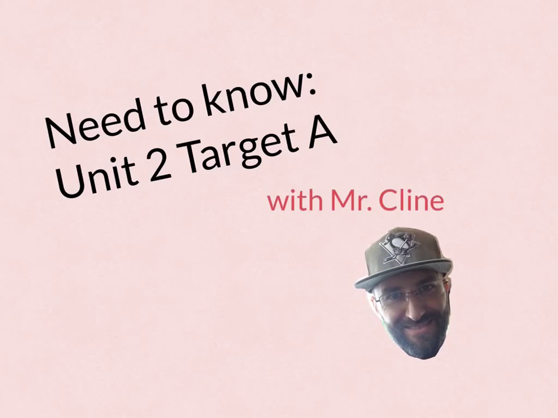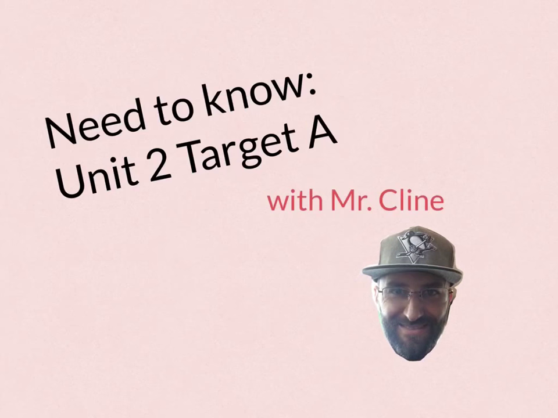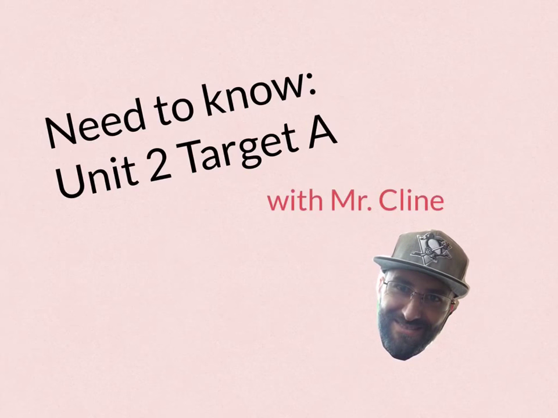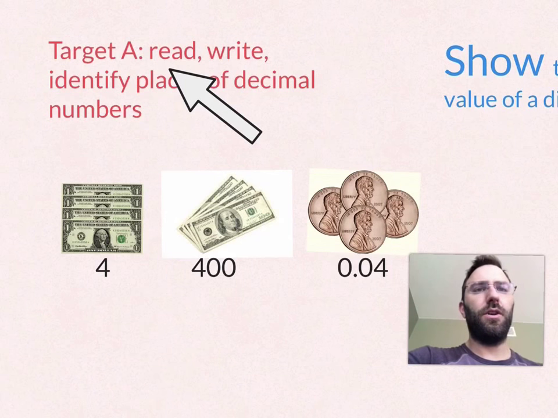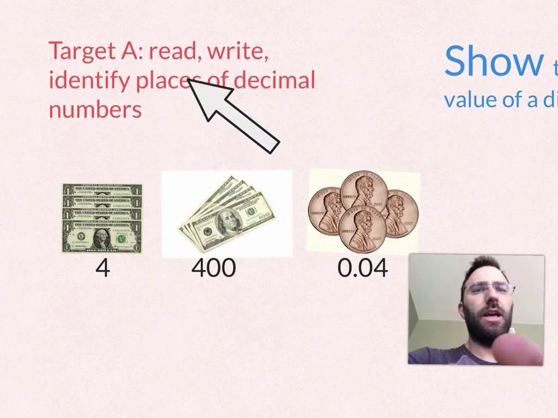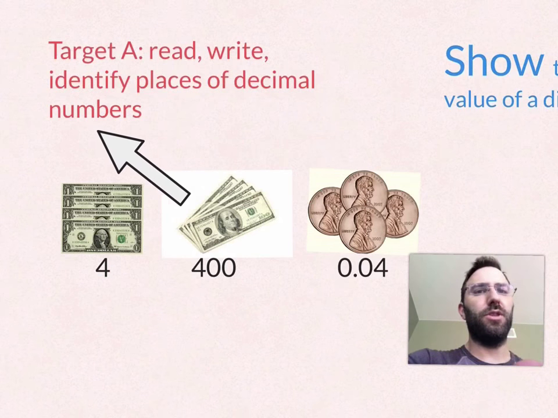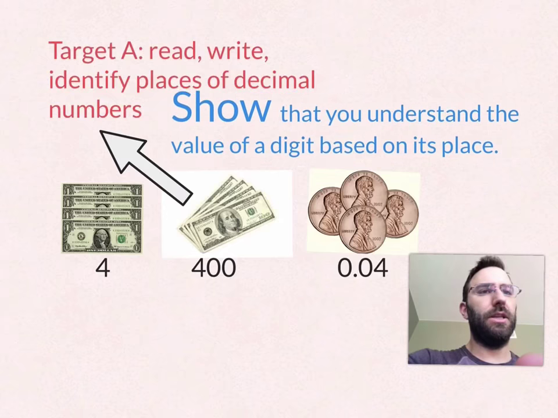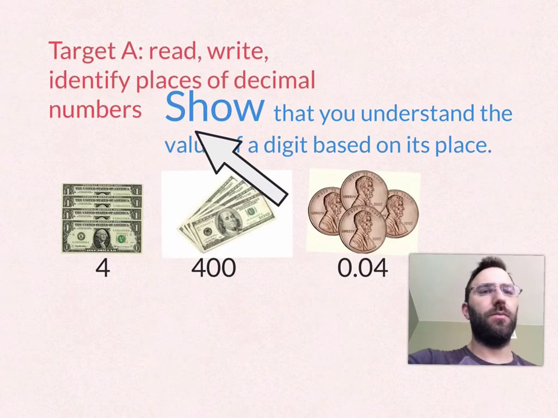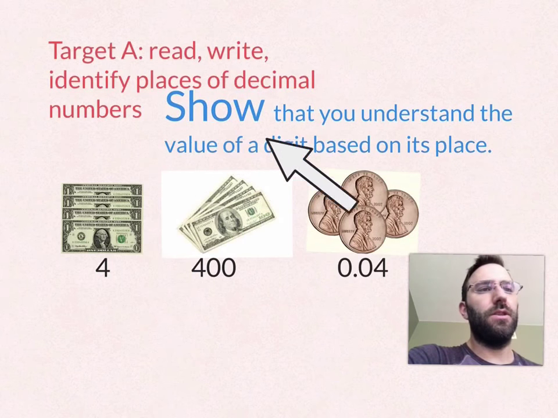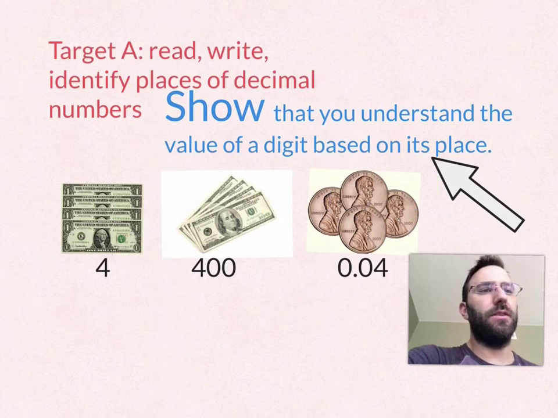This video is going to remind you of what you need to know for Unit 2, Target A. Target A says that you can read, write, and identify the places of decimal numbers. And the key concept here is that you can write numbers in different ways to show that you understand the value of a digit based on its place.